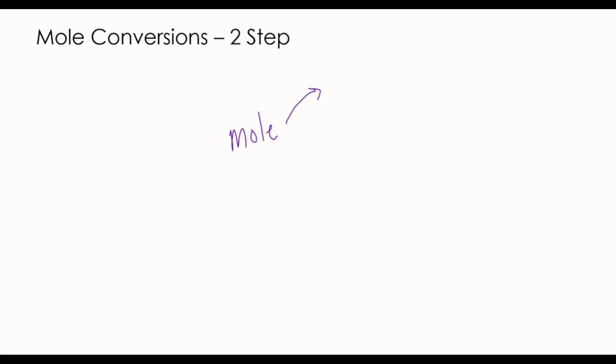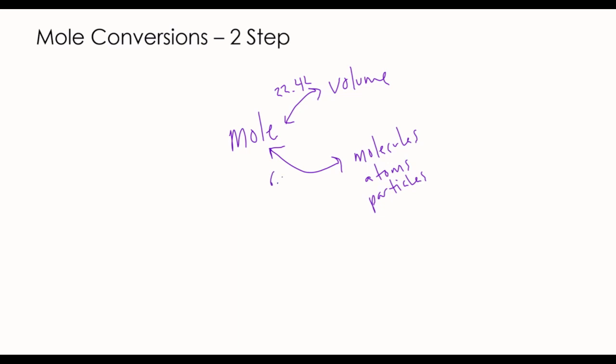So just to recap, we can go from moles to volume, and you can use 22.4 to do that. You can go from moles to molecules or atoms or particles. And to do that, you have to use Avogadro's number, which is 6.022 times 10 to the 23rd. And the last thing we know how to do is going from moles to grams, which is like a mass of some sort. And to do that, you have to use the molar mass off the periodic table.